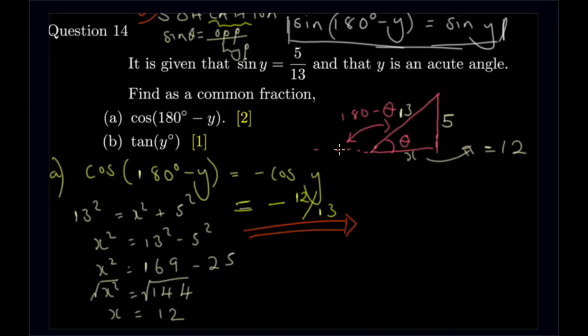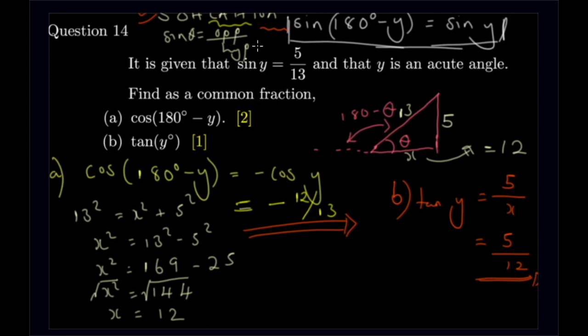And the b part is fairly easy. If you got the first part right, then the b part is fairly easy because it asks for tan y. So tan y should be what? Tan equals opposite over adjacent, right? So tan y equals opposite, here it's 5, over adjacent, it's x in this case, which is 5 by 12. That's it. So that's what you needed to know.